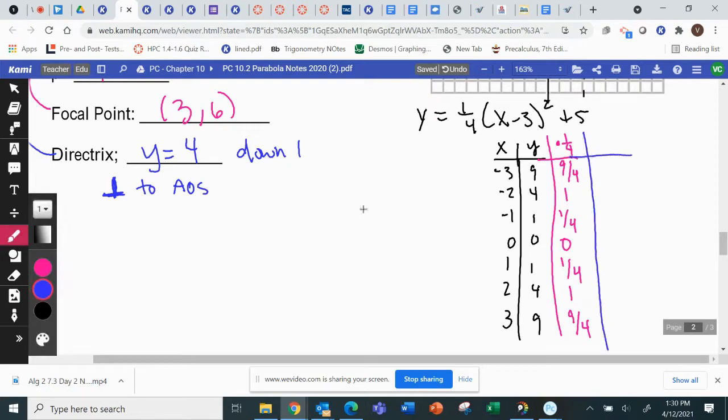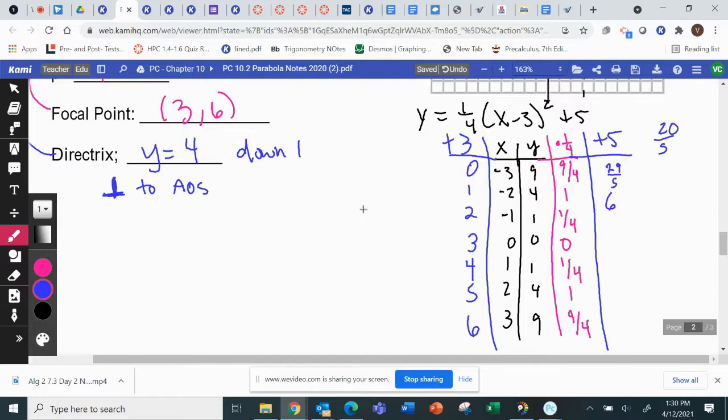And then outside for the y's, I'm adding 5. Outside for the x's, I am adding 3. Okay, what is 5? 5 is 20/4. So I'll have 29/4. I will have 6. And then I'll have 21/4. What am I saying, fifths? Fourths. I'm sorry. Fourths.